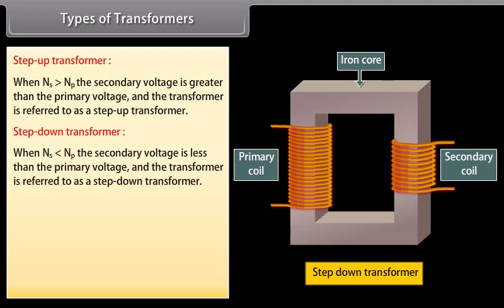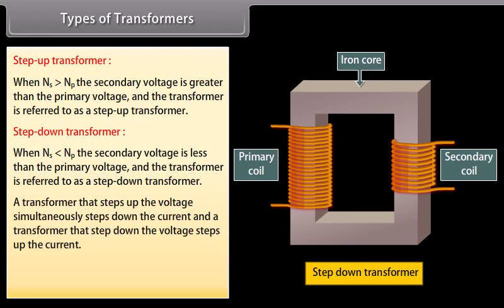A transformer that steps up the voltage simultaneously steps down the current, and a transformer that steps down the voltage steps up the current. IS/IP = VP/VS = NP/NS.